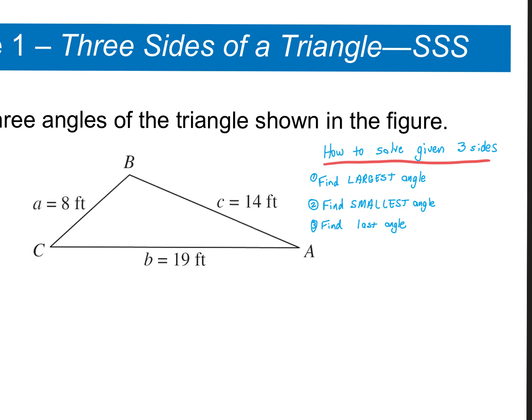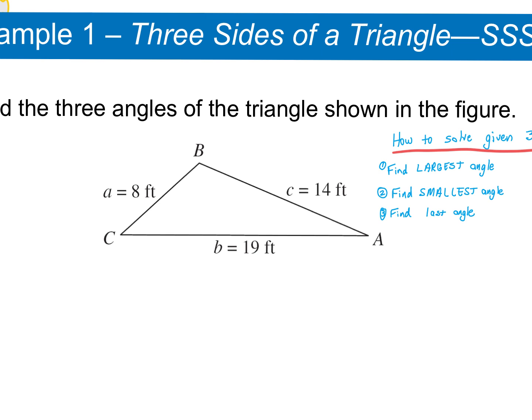Now, if you're looking at a picture like this, pictures aren't always drawn to scale. How do you know what the biggest angle is? It's across from what? The longest side. The shortest side is across from the smallest angle. So remember that. You always want to remember that ratio.